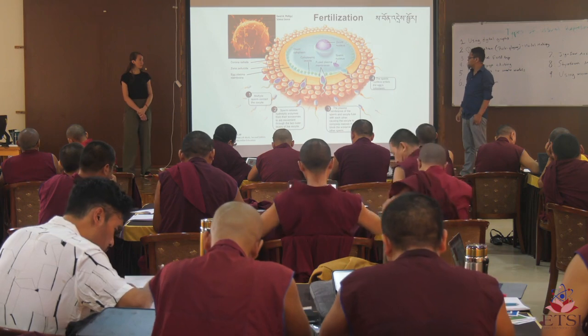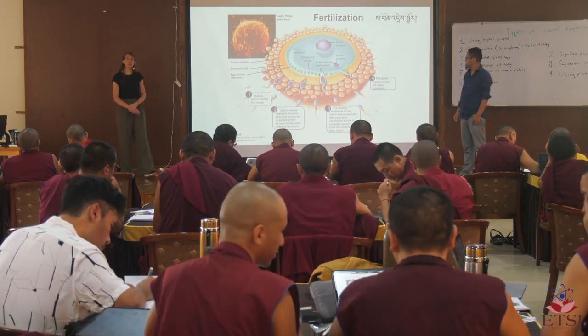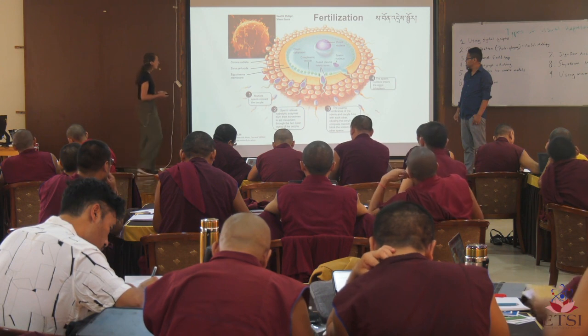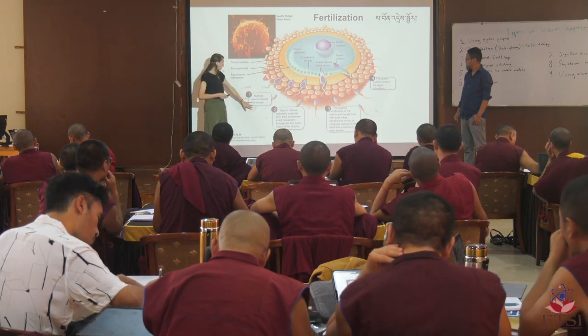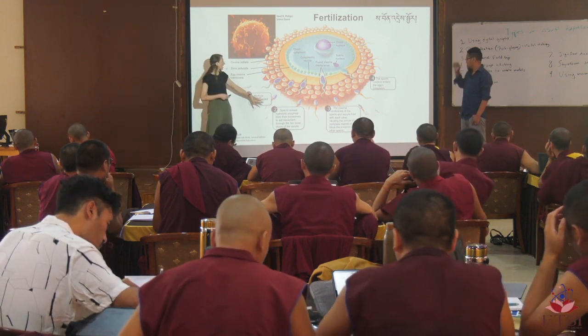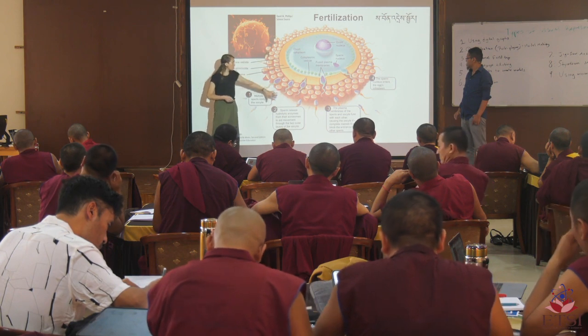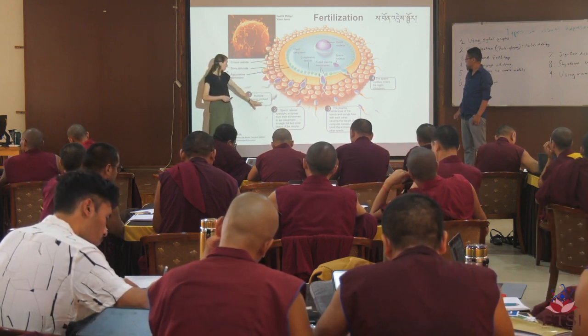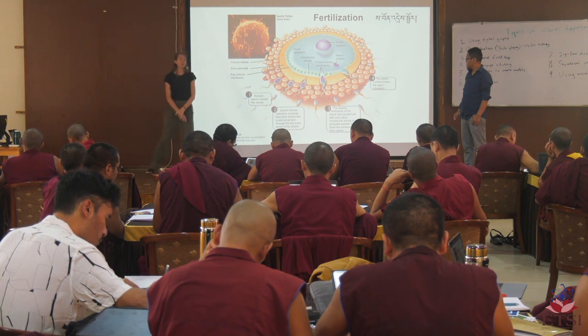And I'll note just a few of the sort of most important features of this image. So one of those is that it's saying the first step here is that there are going to be multiple sperm that are contacting this one egg, or the oocyte is the word used here.